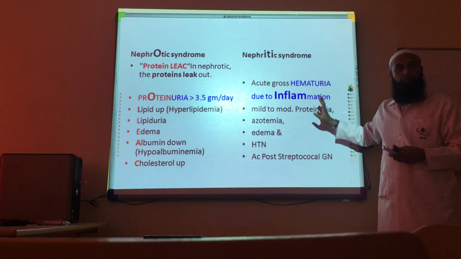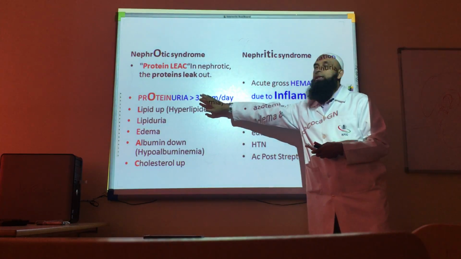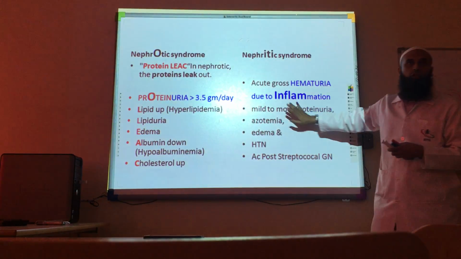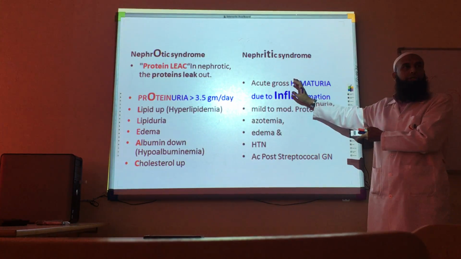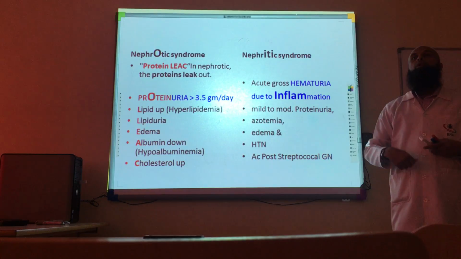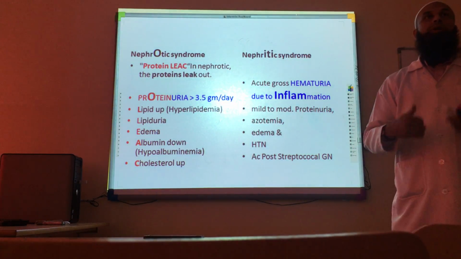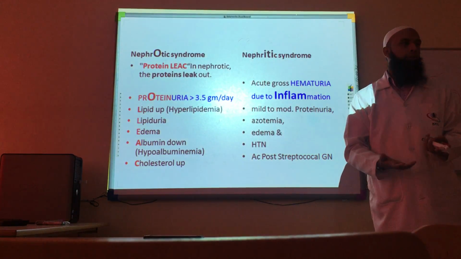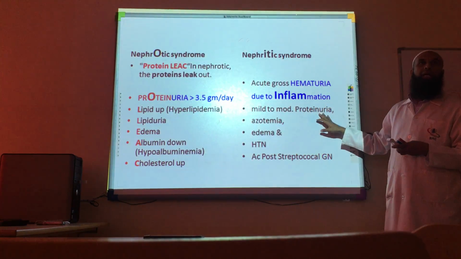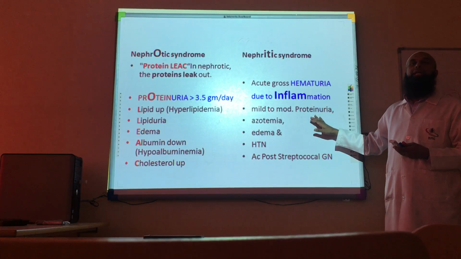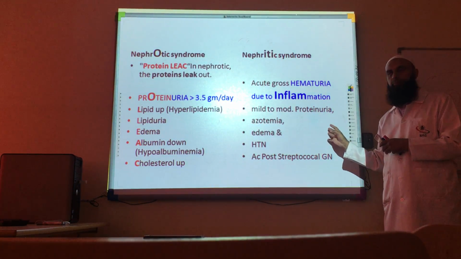Obviously, there is proteinuria, but it is less than in nephrotic. There should be, because the glomerulus is damaged. Even if it is inflammation, the result is that the glomeruli are being damaged. When they are damaged, there is some protein loss. So it is not that there is no proteinuria. However, this proteinuria is mild to moderate.